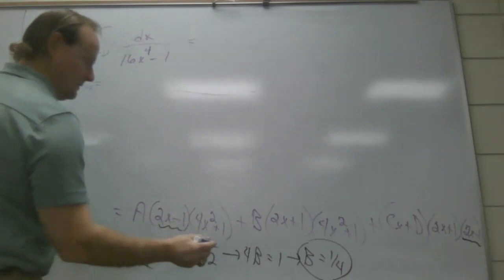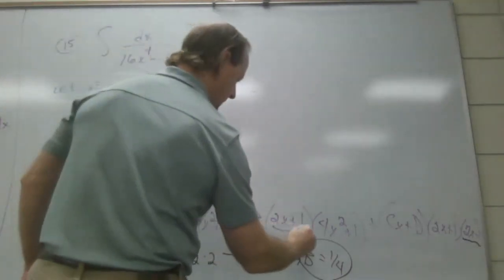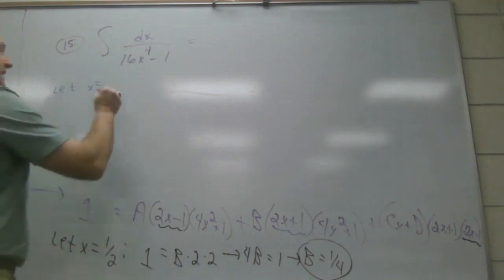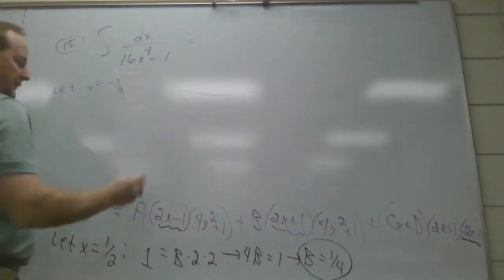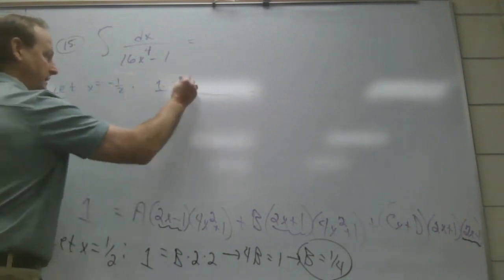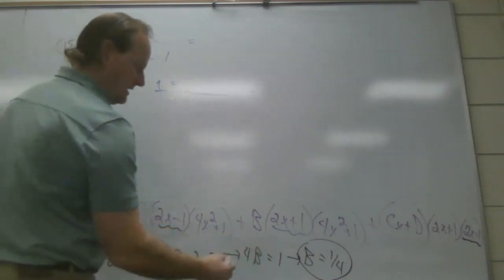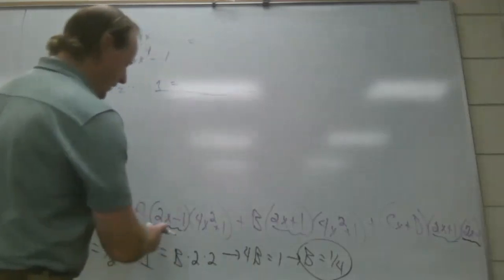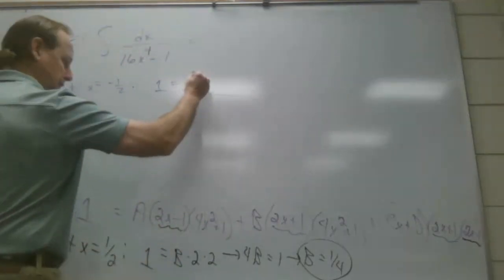What about this one? 2x plus 1. What could I plug in there to get 0? -1/2. So if x equals -1/2, I still have my 1 on the left side. And on the right side, these two both are equal to 0. So I just have my a term left.